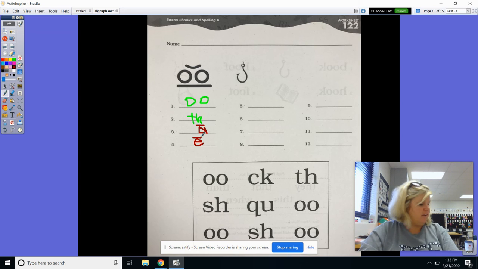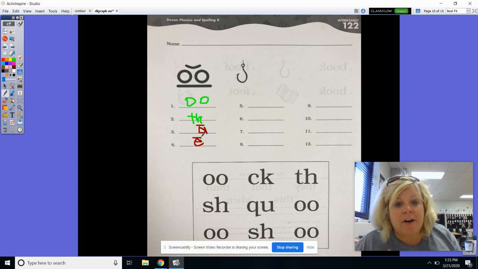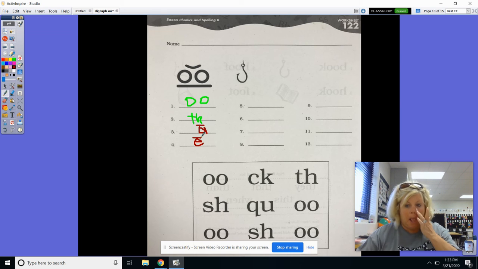Okay, number 5. What letter says qua? We know that Q says qua, but we also know that Q is married to another letter, and it's married to a vowel. What's it married to? It's married to a U. So remember when we make the qua sound, we have to do Q and U. All right.